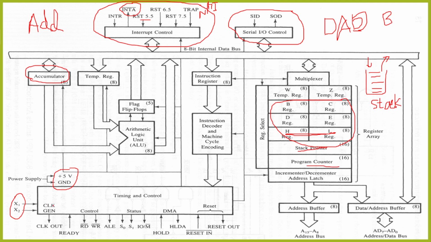We have an internal divide by 2 circuit. The operating frequency is divided, whatever the crystal we are connecting here. Then we have a clock out. The operating frequency is available to the external peripherals which are connected in the system.